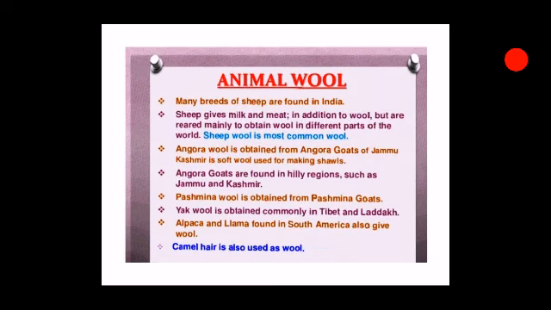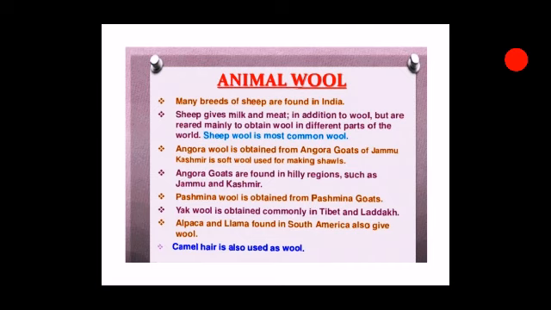Animal wool. From where do we get animal wool? Many breeds of sheep are found in India. We can see different types of sheep. You have already seen sheep in Gujarat also. Sheep give milk and meat in addition to wool, but are reared mainly to obtain wool in different parts of the world. Sheep wool is the most common wool.